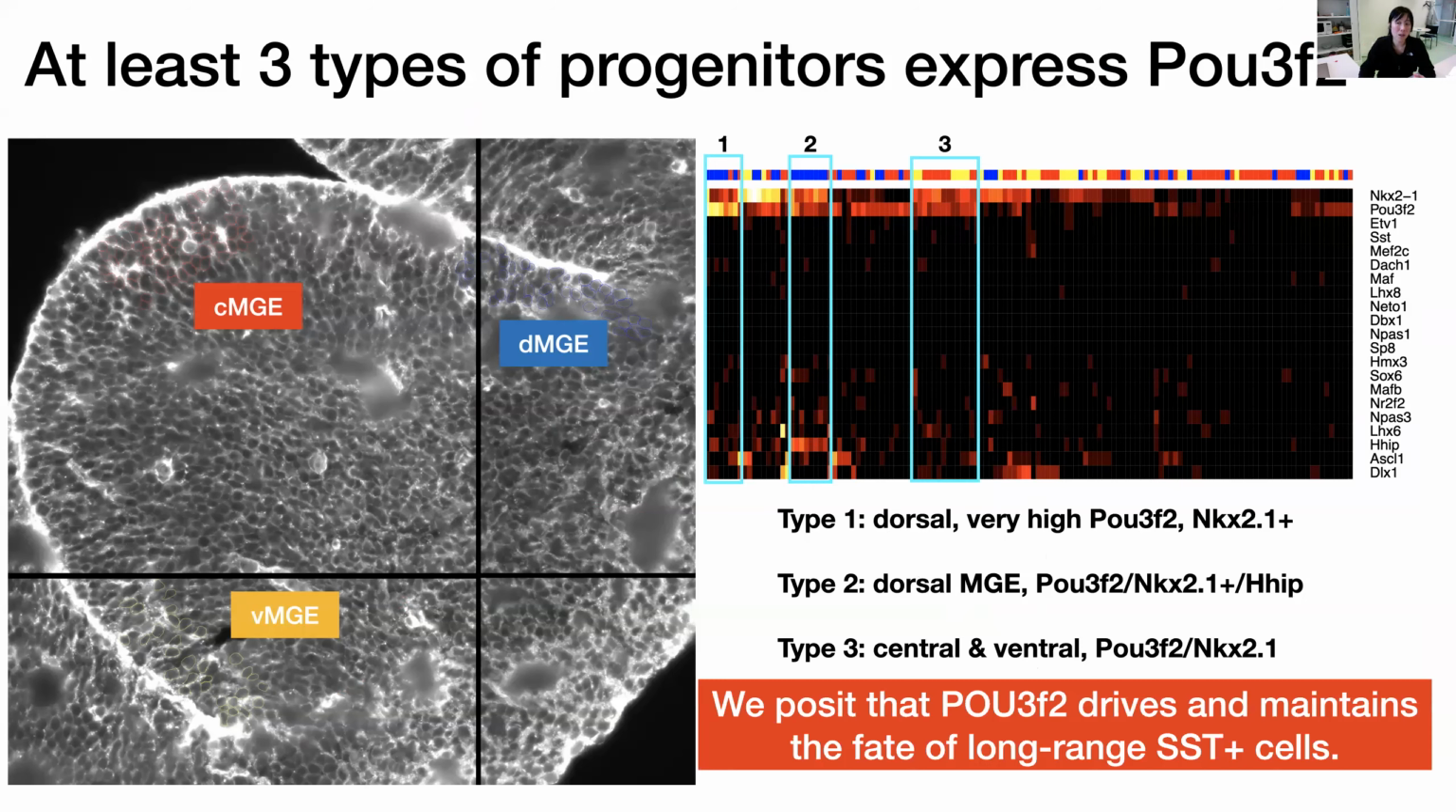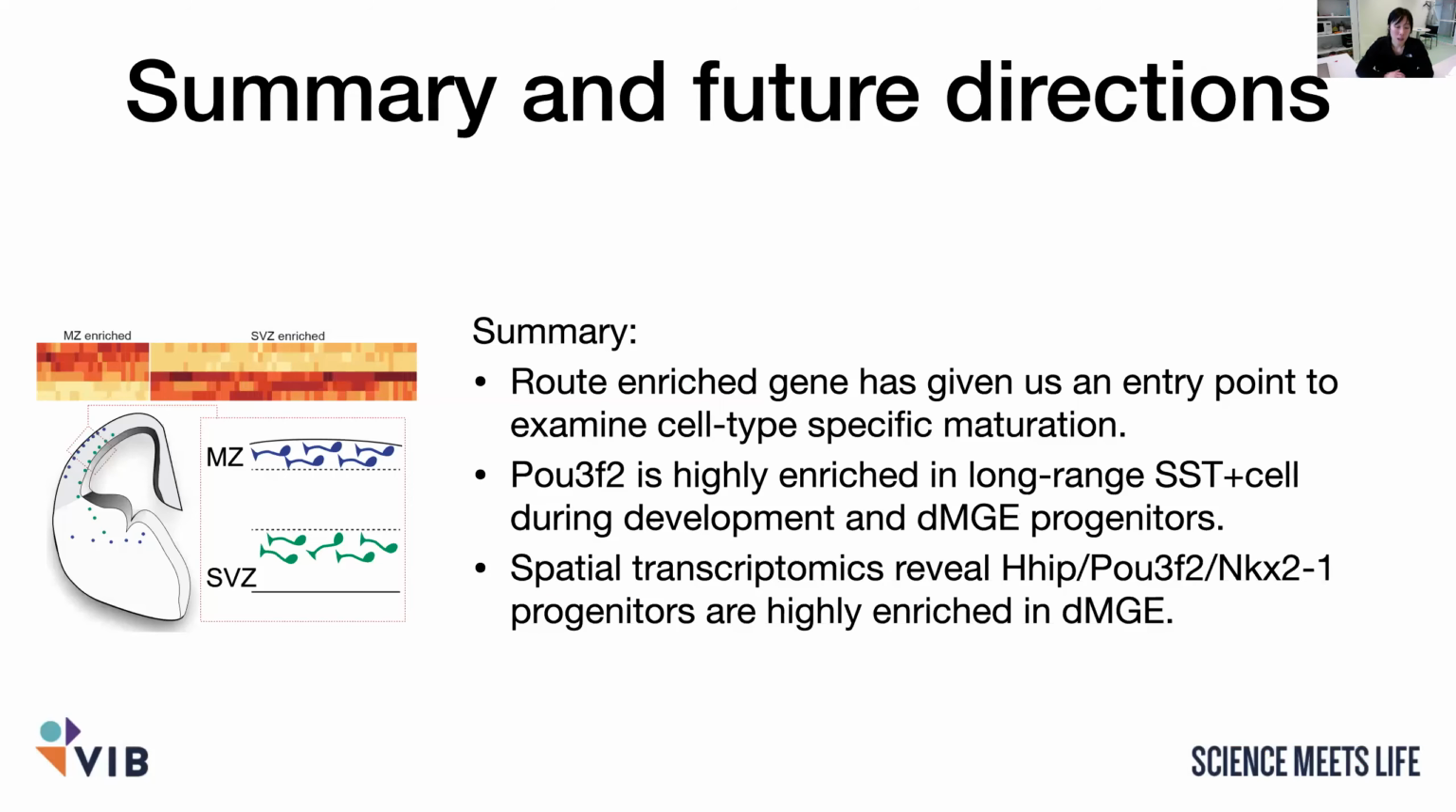So we posit that POU is not only important for maintaining the maturation of these long-range somatostatin cells, but is also important to drive the fate. So basically, in summary, what I've shown you is that a Root-enriched gene has given us an entry point to examine cell type-specific maturation, and POU is one of our candidates that appears to be highly enriched in these long-range cells. And we have used a spatial transcriptomic approach to reveal the progenitors that could be critical for the generation of these different cell types. So in the future, obviously, I hope that we'll be able to tell you the story on what happens when we remove POU from somatostatin cells from the progenitors.